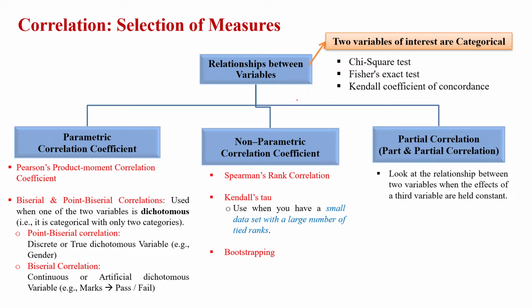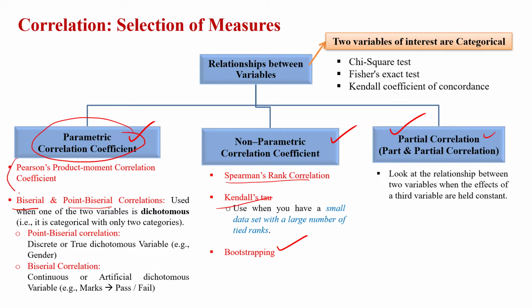and then we discussed different types of correlation coefficients, and under what condition we are going to apply the Pearson correlation coefficient, under what condition we are going to apply the biserial or the point biserial correlation coefficient. Similarly, under what condition we are going to apply the bootstrapping technique and the partial correlation coefficient. So in this particular section, we are going to talk about the parametric correlation coefficient.